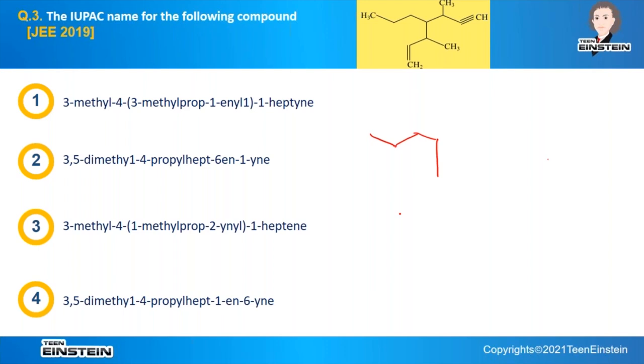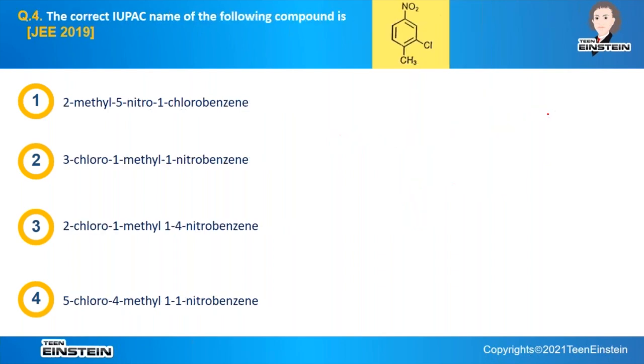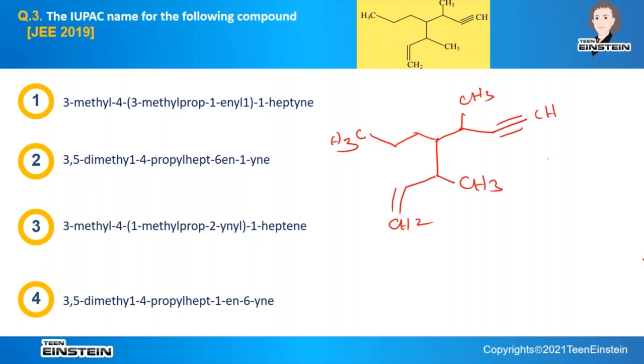Here CH2, CH3. So here one CH3 and here a triple bond is there. So first, before naming the compound, we want to select the longest possible chain. So here the longest possible chain is this one, which contains a double bond and a triple bond.